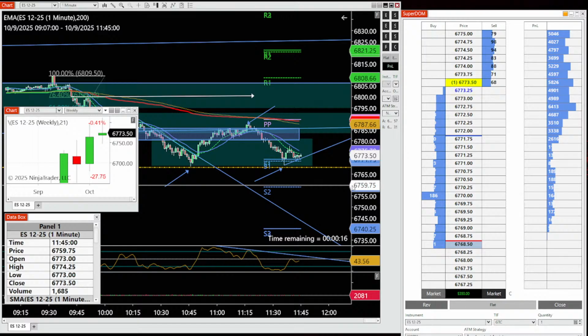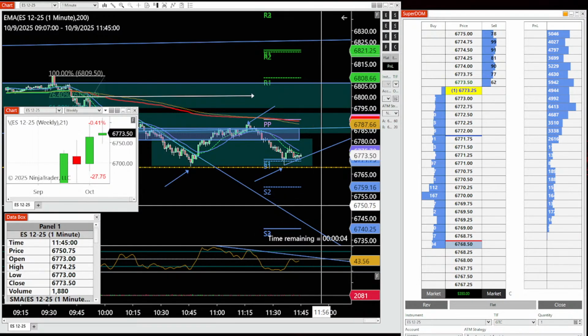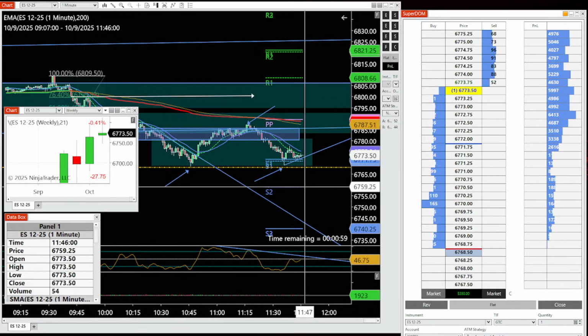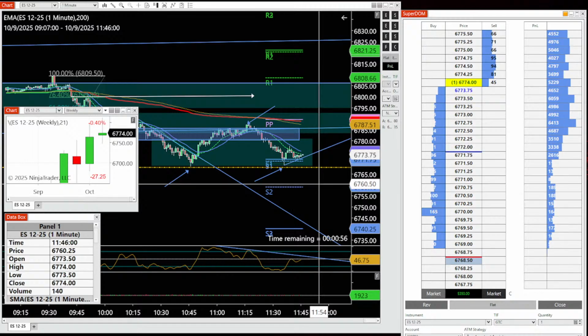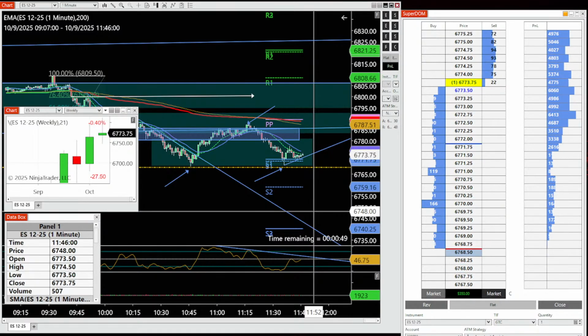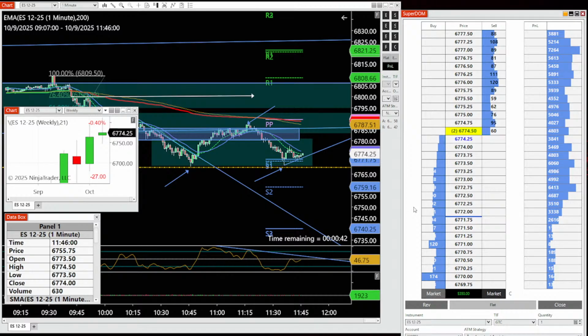That would be my trade. The break of the low of this 68. 10 points, 20 points, 68 to 48. 48 would be my target. But it's like it's doing a little curve. 74.